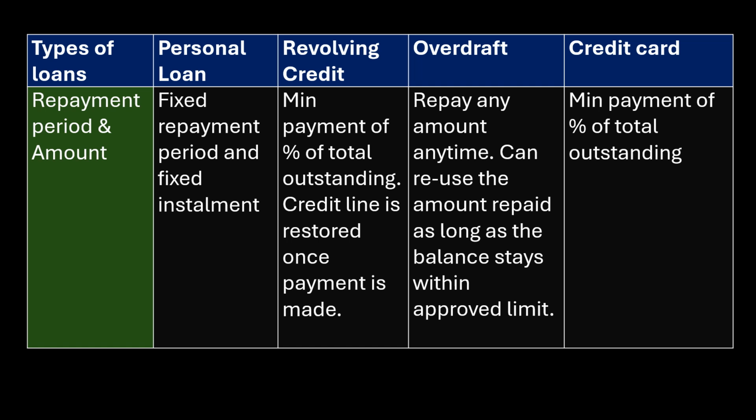Next, we move on to credit card. For credit card, there's a minimum payment of a certain percentage of the total balance. This is either a percentage or a minimum of $50 or something like that. It depends on which credit card it is. But the general rule is that there's a minimum payment of a certain percentage of the total outstanding, because credit card spending this month could be more than the previous month. So it depends on how much.